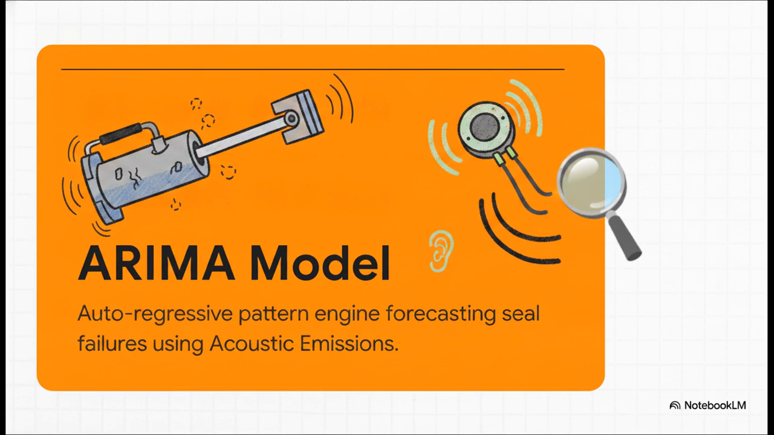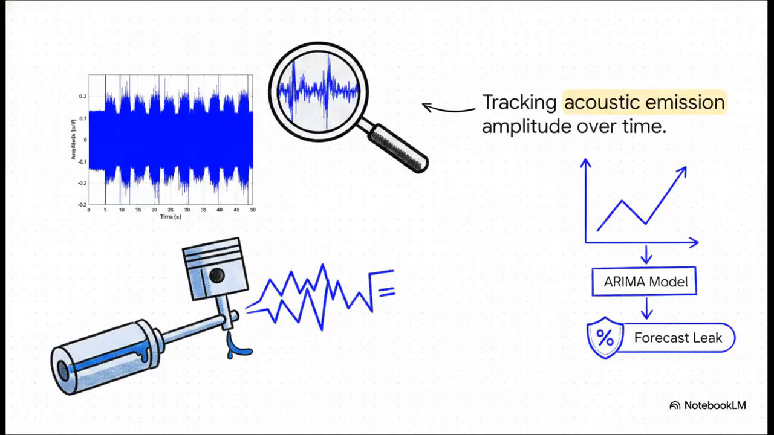These waves are generated by fluid squeezing through a damaged seal, long before a human operator notices anything feels off or a puddle forms on the floor. What's truly fascinating is how we can track these acoustic signals over time. By extracting mathematical features like root mean square from the acoustic data, we can literally watch the wear progress. As the seal degrades, the acoustic energy goes up. By feeding this data into the ARIMA model, engineers can forecast leaks with prediction errors as low as 4.95%.